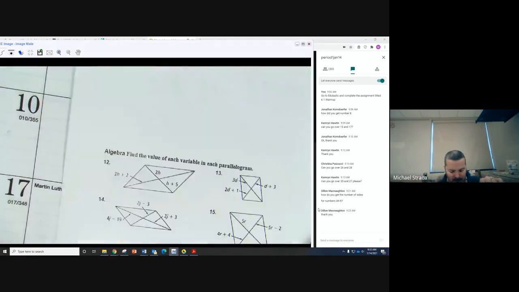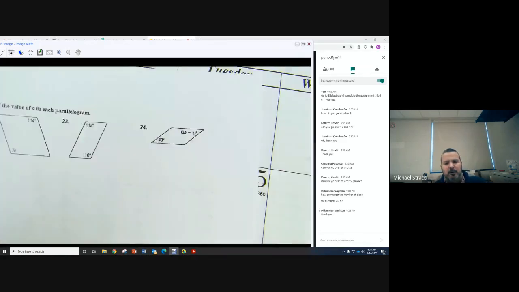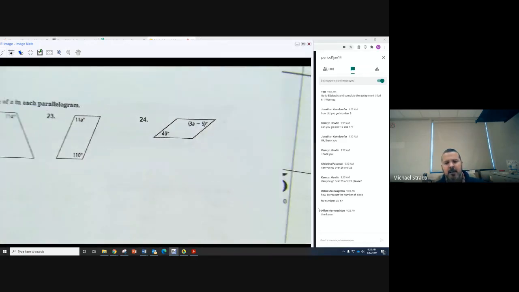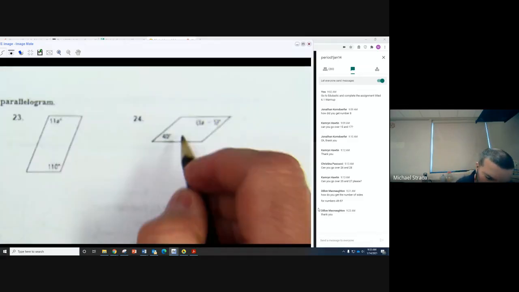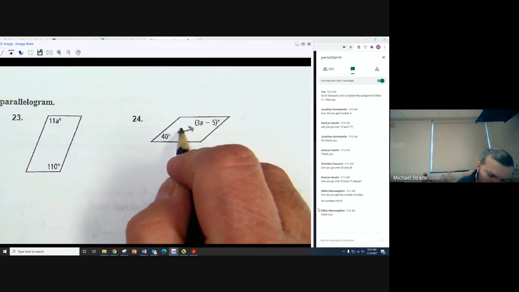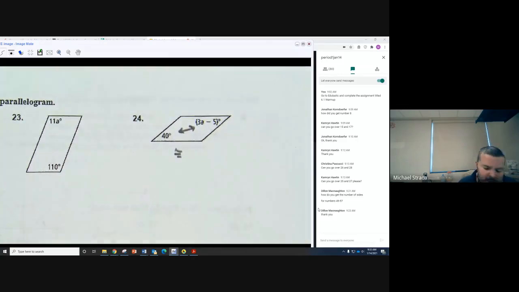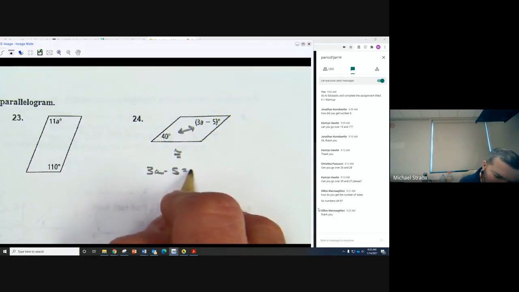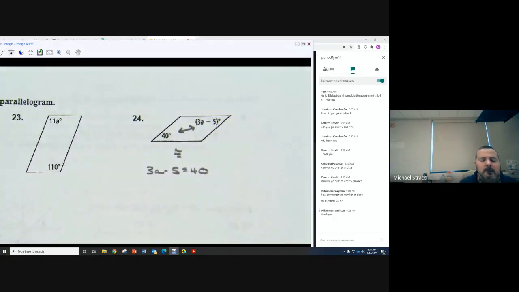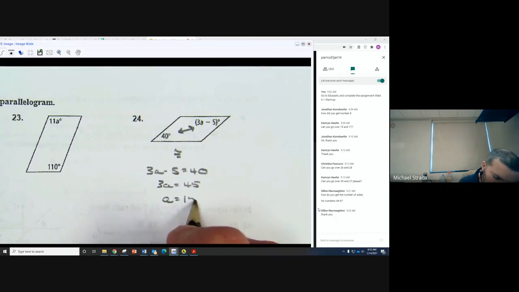One more and then we're done. All right, if we look at number 24 on the next page, now, instead of consecutive angles, they are opposite angles. When they are opposite angles, they are congruent. So we can take the two expressions, 3a minus 5, and set it equal to each other. 3a equals 45, and a equals 15.